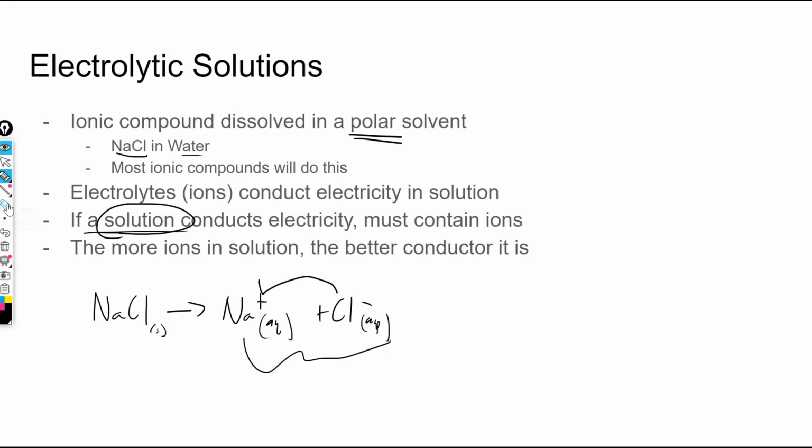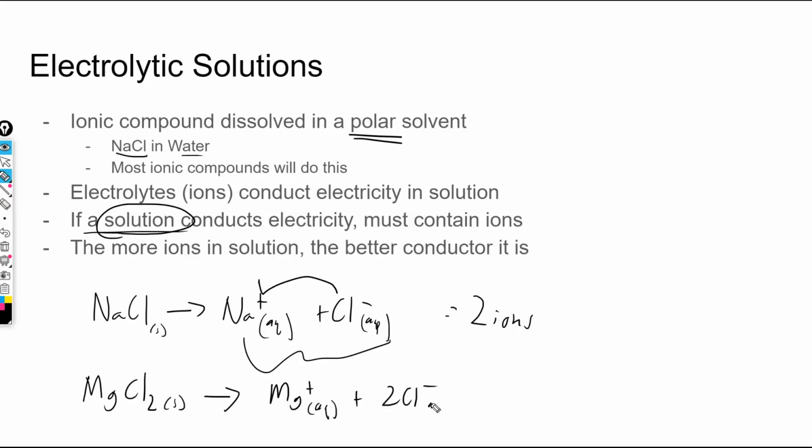And what also works out is the more ions in a solution, the better the conductor it is. So for example, here we have 2 ions from sodium chloride, right? But if we look at a different type of ionic compound when it's dissolved in water, let's say magnesium chloride, MgCl2, when it's dissolved in water, you get 1 Mg2+ ion in aqueous plus 2 Cl- ions. Remember, because it has to be balanced.